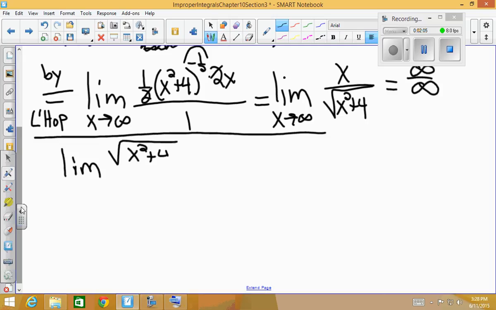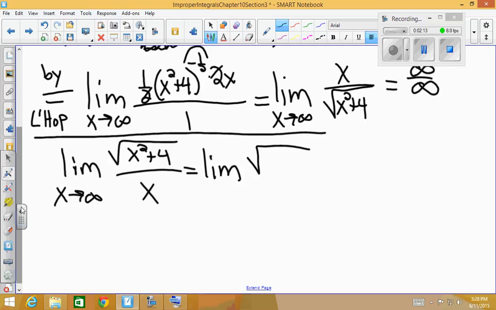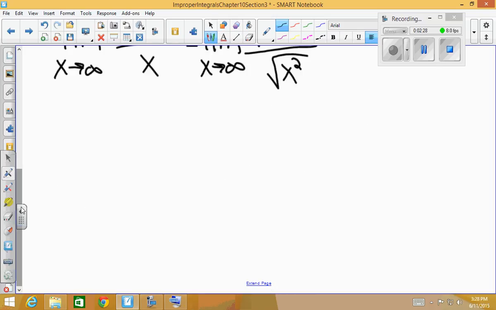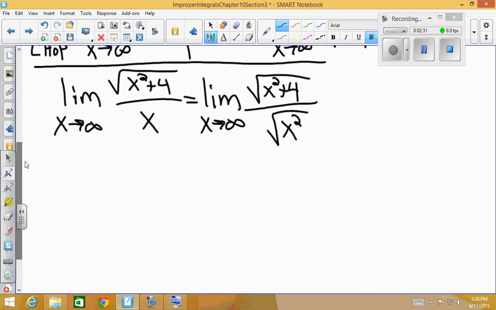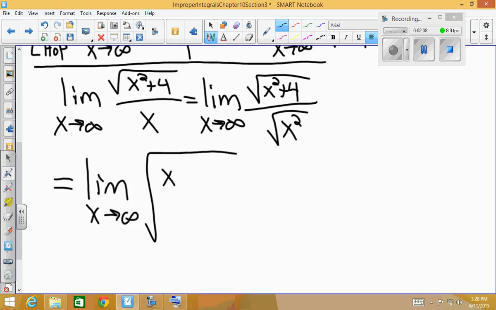The thing to do is to use some algebra for this problem. Namely, x is the same as the square root of x squared, as long as x is positive. And as x goes to infinity, x is positive. How does that help us? Square root combines or breaks up over fractions. So this becomes the same as the limit as x goes to infinity of the square root of x squared plus 4 divided by x squared.